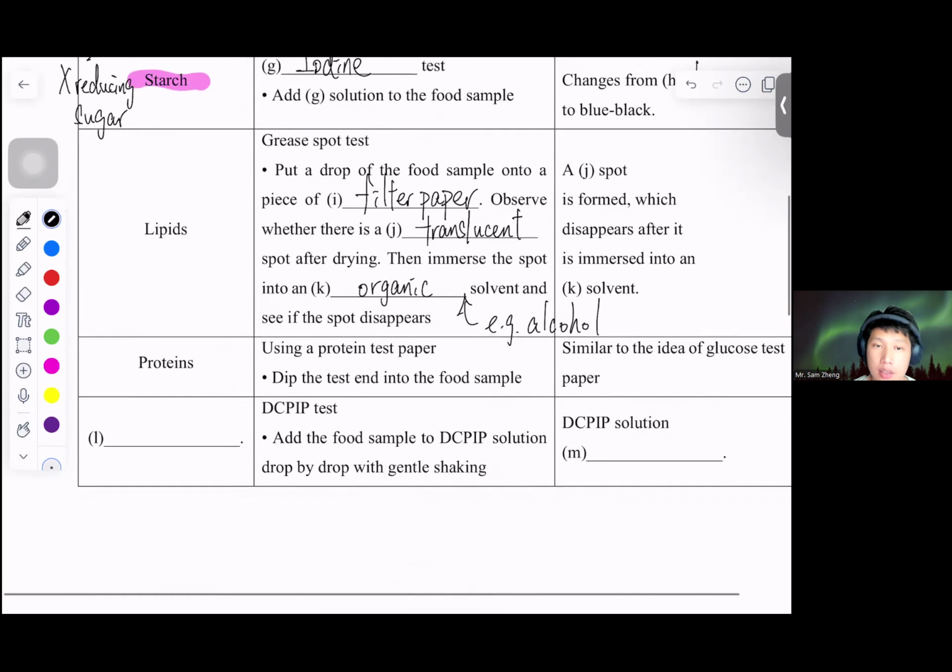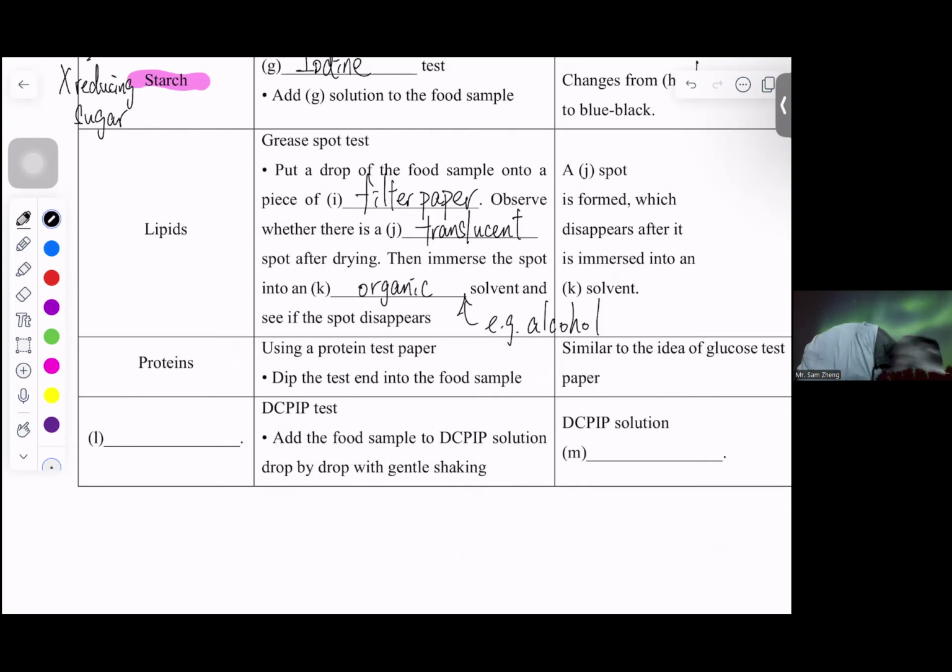Next, for protein we will use a test paper, which we call the protein test paper. Now, again, as different brands will have different colors, if there is any color change in the protein test paper, this means that the food substance does contain protein. But if there is no color change, then there is no protein.